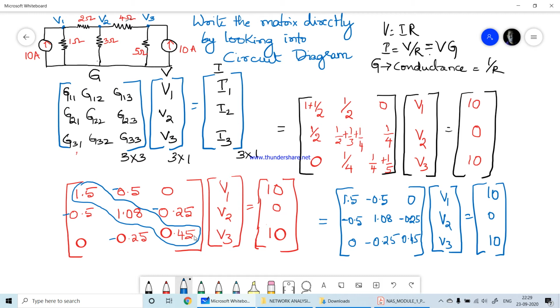Now the last step is leaving the principal diagonals. All other elements you should consider as negative. Other than the principal diagonals, all other elements will be negative. This is the step which you do for every problem.